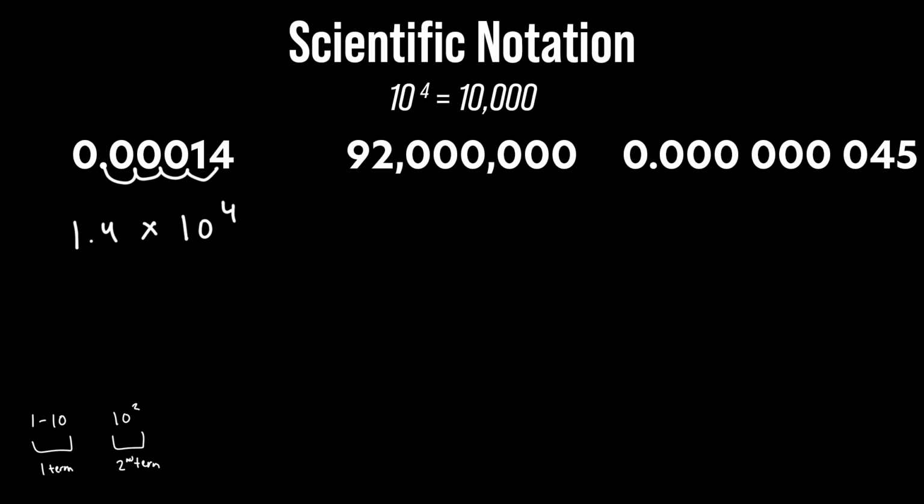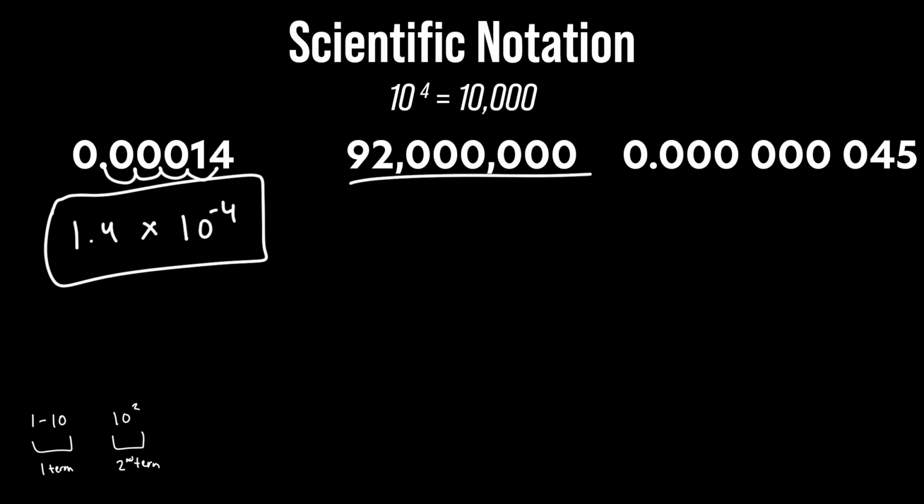So what we're doing here is taking 1.4 and moving the decimal point backwards 4 times. So this is going to be negative 4, 10 to the negative fourth power. And this is how you write the number in scientific notation.